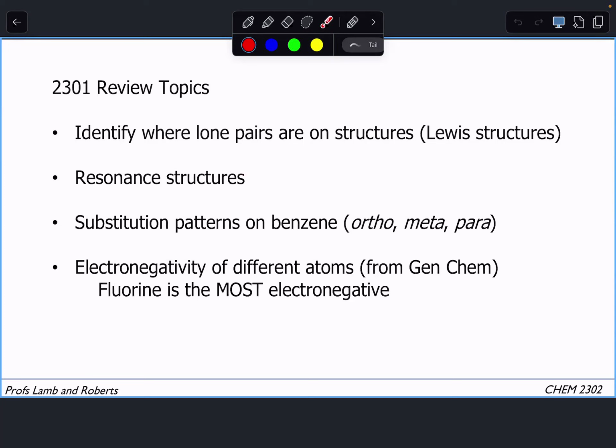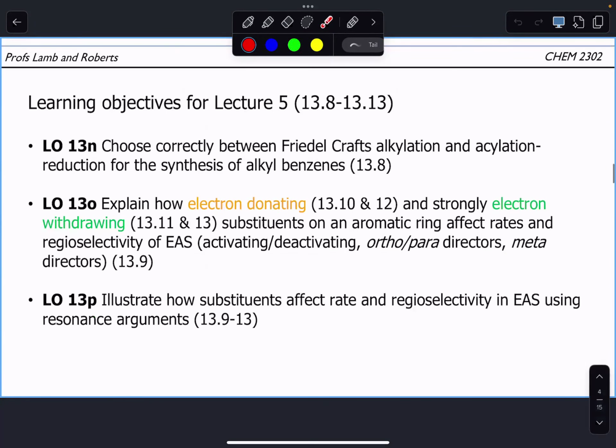So we're going to be doing some of that, as well as substitution patterns on benzene. So remembering the terms like ortho, meta, and para substitution, as well as electronegativity. So all these things are going to come back in today's lecture as we continue electrophilic aromatic substitution.